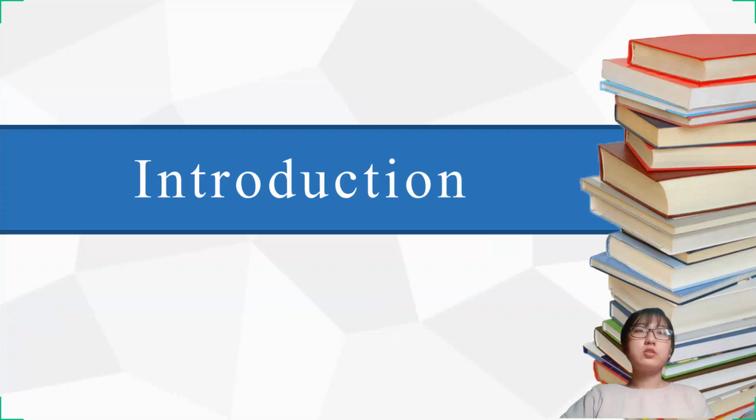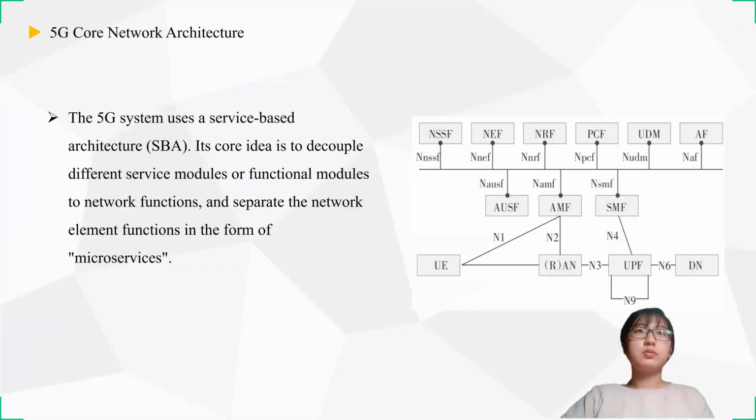The first part, introduction. The 5G system uses a service-based architecture. Its core idea is to decouple different service modules or functional modules into network functions, and separate the network element functions in the form of microservices.